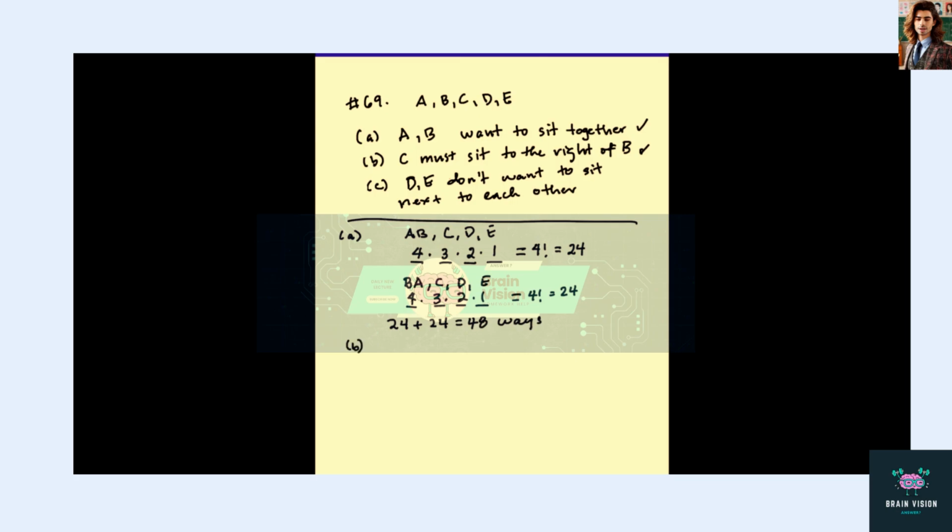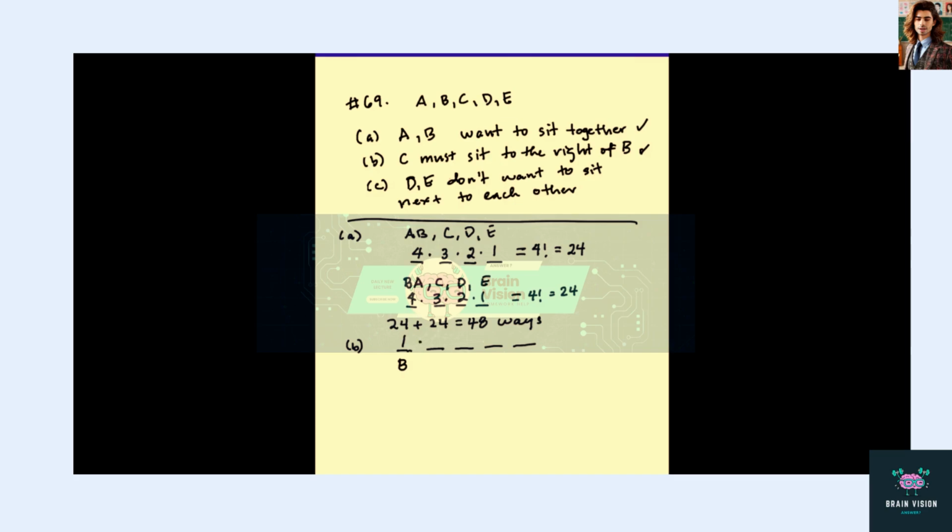For the next question, in how many ways can we sit the 5 people if C must sit to the right of B? In this case, we look at the different scenarios. In each scenario, we're going to fix the position of B. So let's look at the case where B sits in the first seat. So there's one possibility for that seat. Just B is going to sit there.